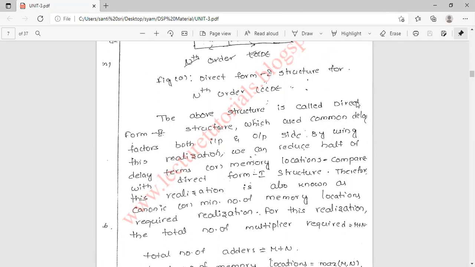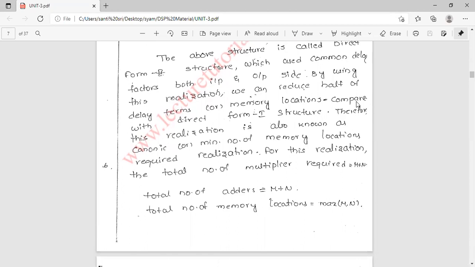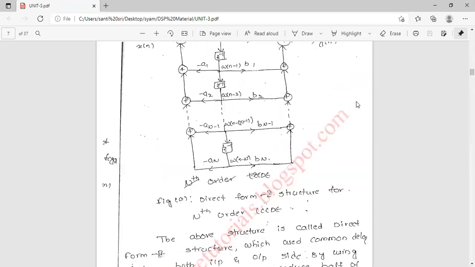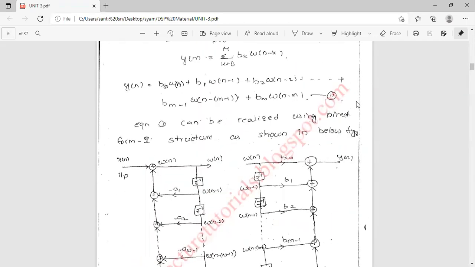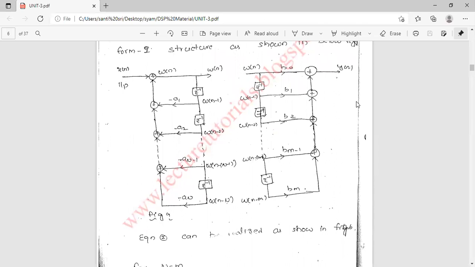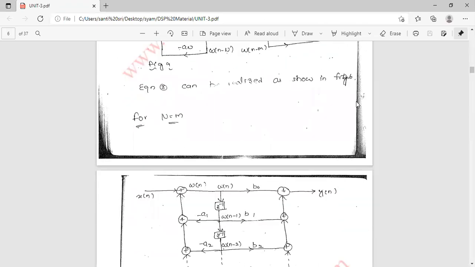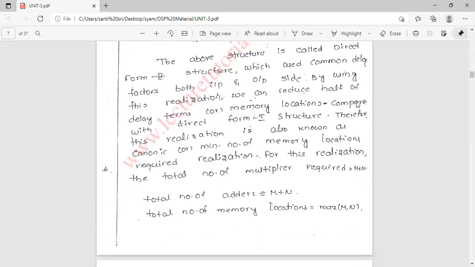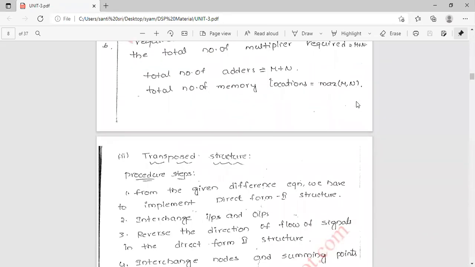For this realization, the total number of multipliers required is equal to M plus N. Total number of adders is M plus N, and the total number of memory locations is the maximum of M and N. Okay, this is the direct form 2 structure. Using form 1, we can write separate structures, and for N equal to M, we can combine these two.